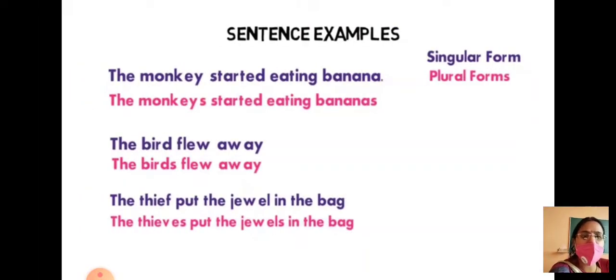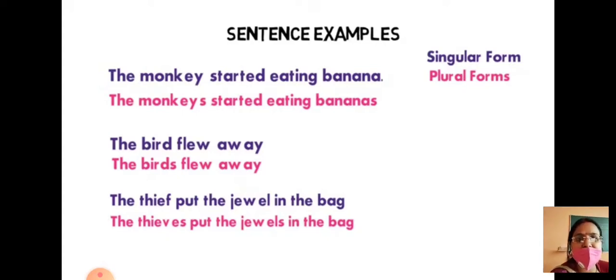Now see some sentences. The purple one is in the singular form and the plural one is in pink. So the monkey, we are talking about one monkey. The monkey started eating banana. Now we have to change the nouns into plural. Which are the nouns here? Monkey and banana. The monkeys started eating bananas. The bird flew away. How many nouns are there? Only one, that is bird. The birds flew away.